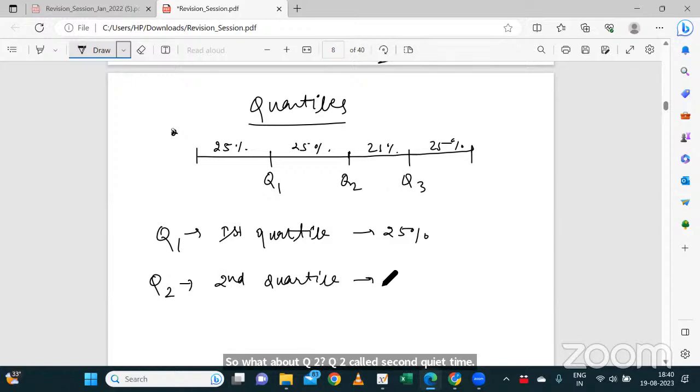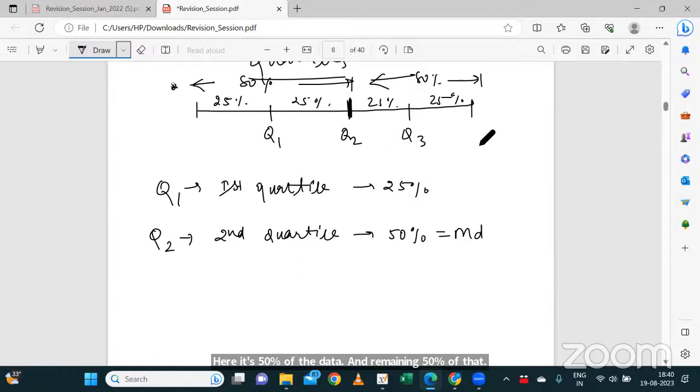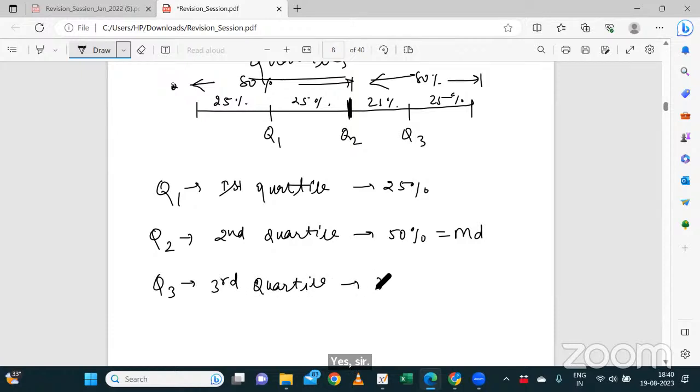What about Q2? Q2 is called the second quartile, and it covers 50% of the data set, so it's also called the median. Would you agree with me? Because it divides my data set into 2 equal parts: 50% of the data here and the remaining 50% there. That's what the median does, right? Yes, sir. Same for Q3. Q3 is called the third quartile, and it covers 75% of the data. This is what is called quartiles.